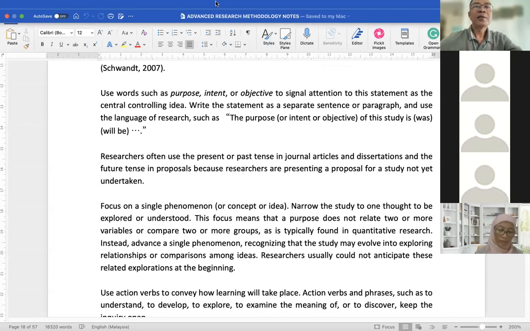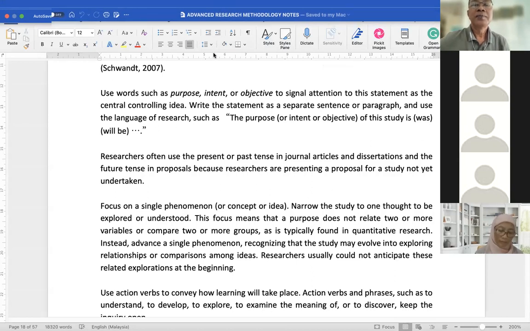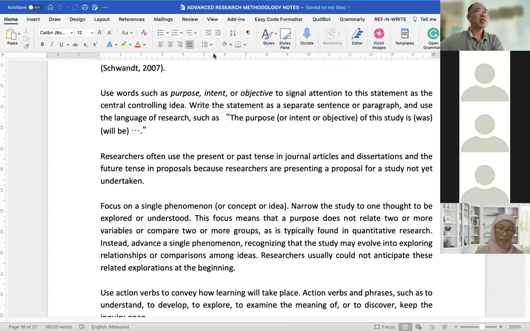But some people argue that the research questions should follow the problem statement, to make the flow become smooth.